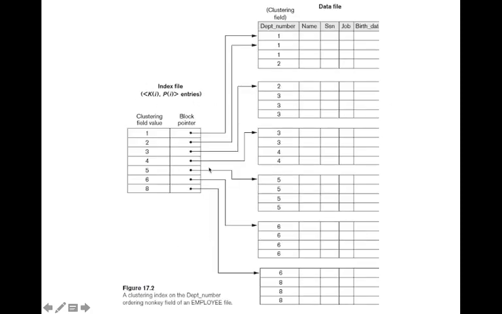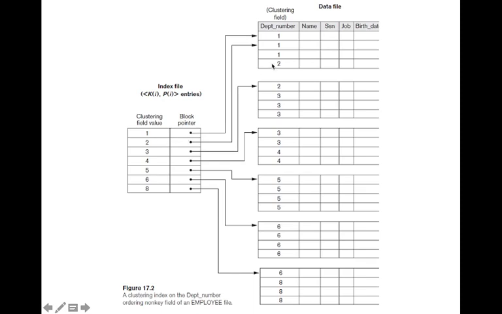This is an example of a clustering index based on the department number of an employee. It is a non-key field. Department number is not unique for a particular employee. For department number 1 there will be several employees working in that department. We have 3 employees. Department number 2 has 2 employees. Similarly, department number 3 has 5 employees. So here we are storing based on the clustering field. This is the cluster index. We store in the order: cluster field value, comma, block pointer.